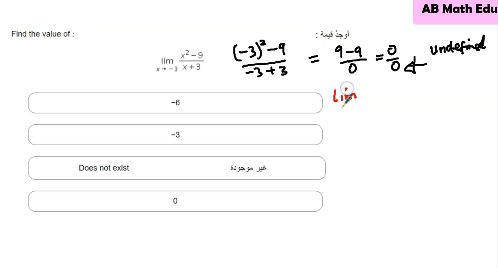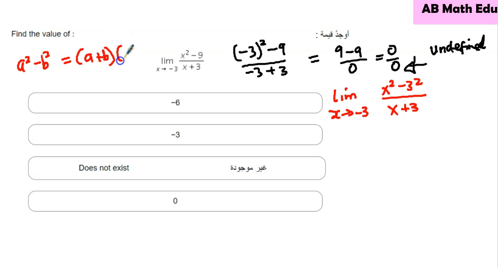The limit as x approaches -3. Here, what squared equals 9 is 3. So we can write it as x squared minus 3 squared, divided by x plus 3. Now something is coming here: the difference of two squares. a squared minus b squared equals (a plus b) times (a minus b). The difference of two squares. So we have to use that approach in the numerator.